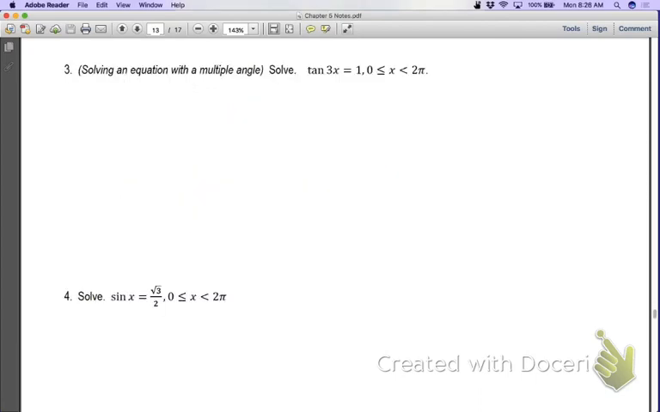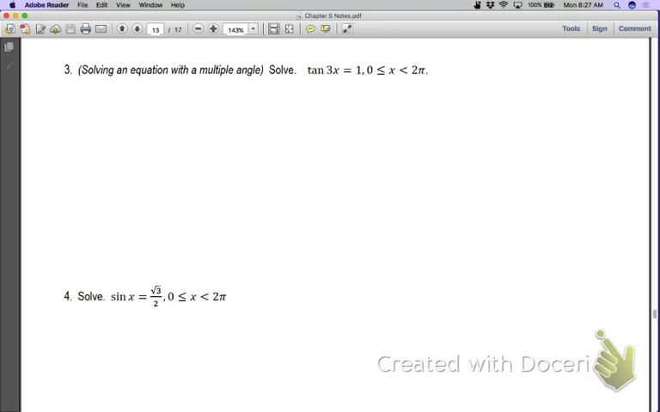Now, with 3, it says solve an equation with multiple angles. So we have tangent of 3x equal to 1, where it says that it's going to be from 0 to 2 pi. The one thing that you have to remember here is that tangent has a period of 1 pi. So it's actually going to have 2 different values. Also remember that tangent is sine over cosine, so you're going to have 2 different values as far as when it's positive and negative, that it can still fit certain cases, because it's equal to 1.